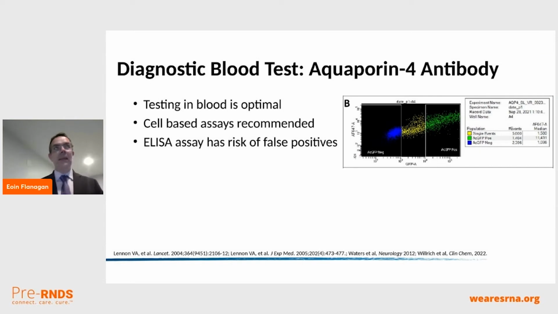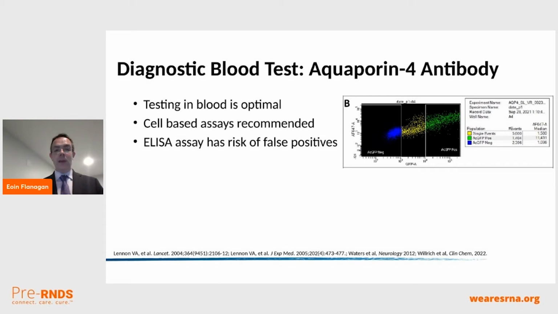Now, the great thing about NMOSD is that we have a very good blood test that we can make the diagnosis with. In multiple sclerosis, we don't have a blood test to make the diagnosis, and we have to use MRI and spinal fluid and put things all together. With this disease, we have a very reliable blood test, and it's this antibody to aquaporin 4. This is best tested in blood, not spinal fluid; the blood test is the easiest and the best test for this.